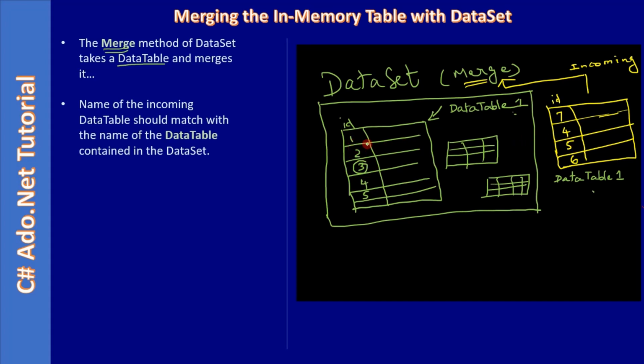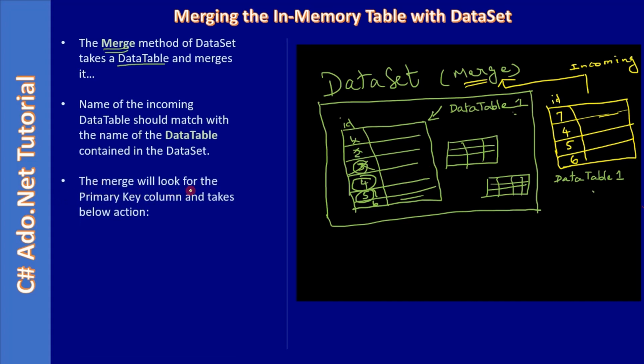Right here, if you see, the matching columns are 5 and 4. So 3 is not matching, 2, 1, all of these are not matching. Only these will get added. And if you look at 6, this is not matching, so a new row will be added. So that's what we are going to see now.